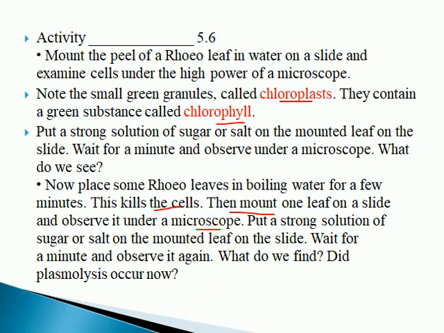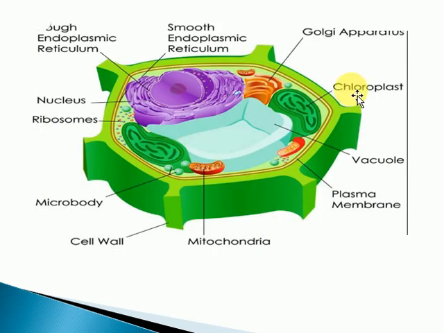See what they're saying: if you prepare a slide, a temporary mount of a leaf, then what do you observe? You can see tiny granules which are called chloroplasts. And what do the chloroplasts contain? They contain the chlorophyll pigment which is necessary for photosynthesis.